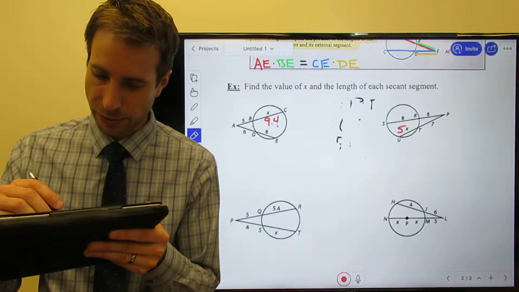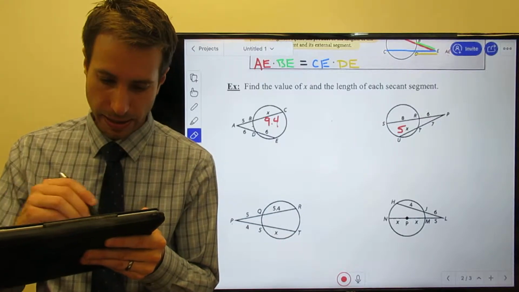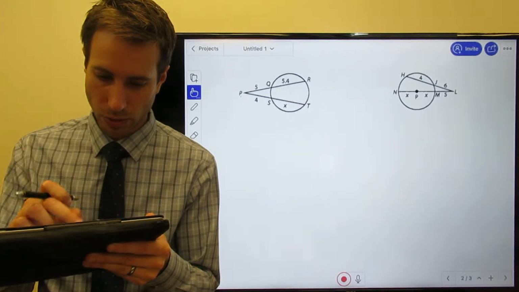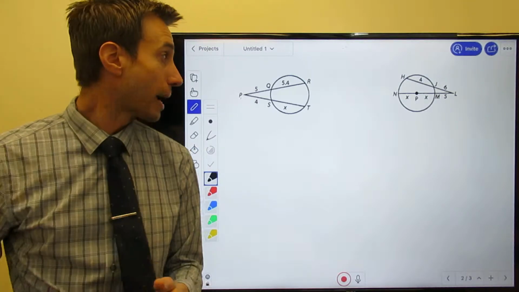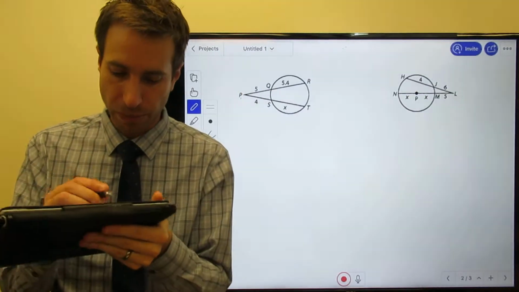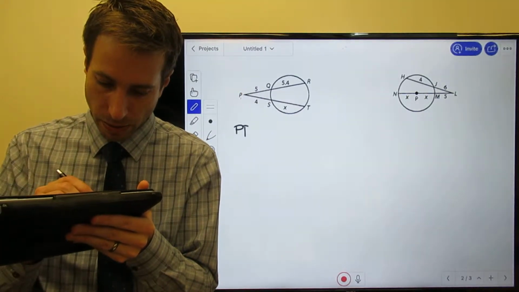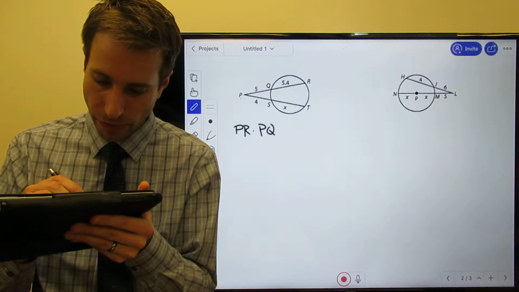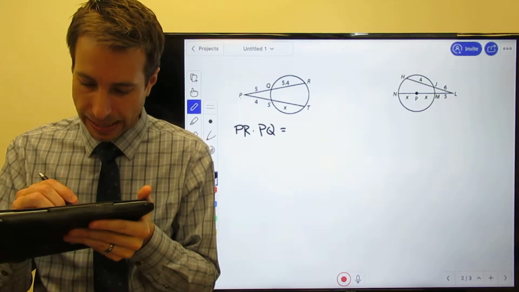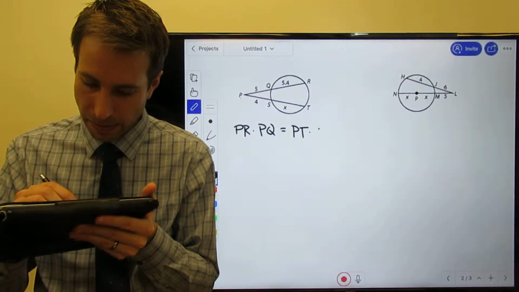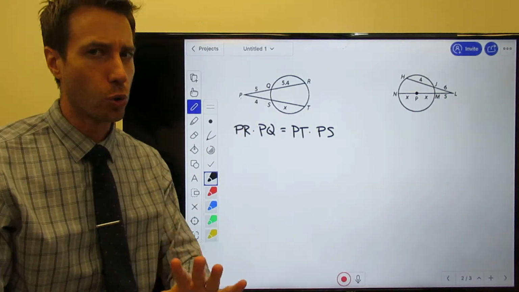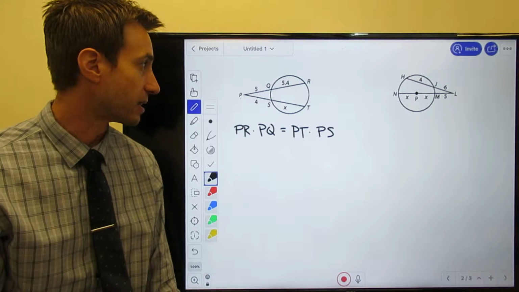I'll erase that so that I have space so I'm not squeezing on you guys. And here we go. I'll slide on up. All right, next. My next one is going to be PR times PQ. So PR times PQ has to be equal to PT times PS. Again, it's multiplication. It doesn't matter what order you do those in. It's going to come out to be the same either way.